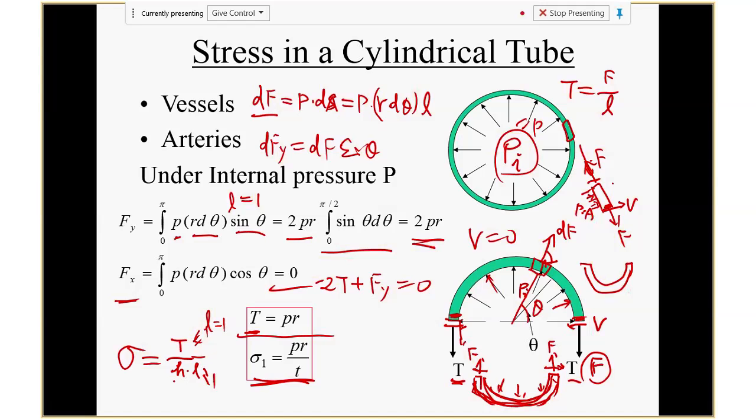Actually, here, somehow I wrote down h here. It's actually lowercase t. Okay, so what's t? T is the wall thickness. All right. So the equation actually comes out in a pretty nice, simple format. The stress equals P times R over T.